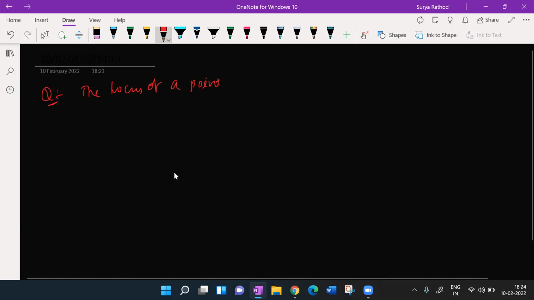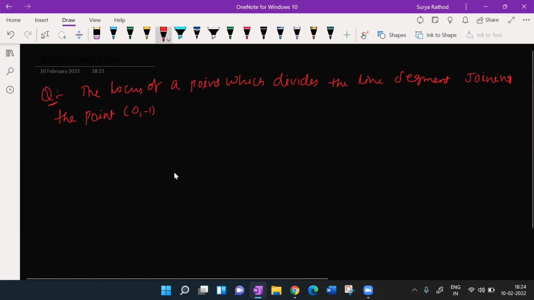The locus of a point which divides the line segment joining the point (0, -1) and a point on the parabola x square is equal to 4y, internally in the ratio 1:2, is dash.